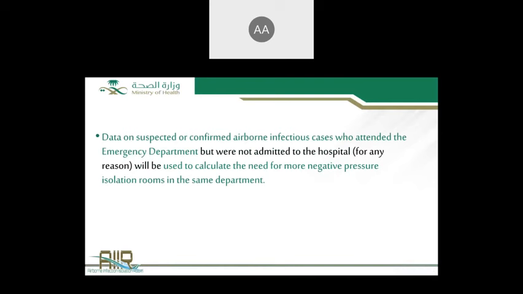As we mentioned before, the data for any patient, suspected or confirmed, who attended the emergency department but was not admitted inside the hospital cannot be used to calculate the required number of airborne isolation rooms for the healthcare facility. But we can include this data only if we need to calculate the need for more negative pressure isolation rooms inside the same department. That means if we are calculating for the ER department, we can use this data. We do not include it in the general calculation for the healthcare facility, only when calculating for the ER itself.